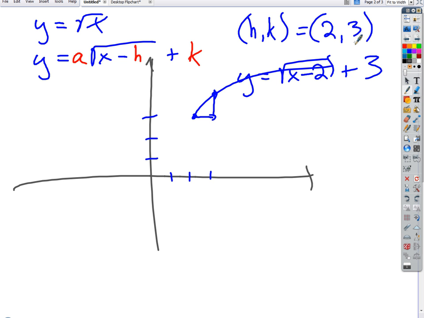Let me draw this in different colors so you can see it better. It starts over 2 and up 3, and then it goes through the point over 1 and up 1, like a normal graph, off to the right. Okay? Let's try another one.